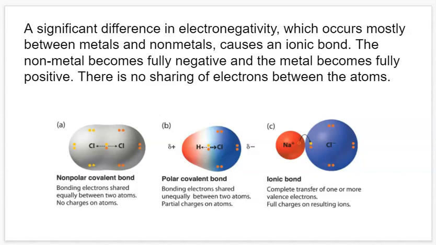The metal is going to become a cation and become fully positive and lose its electron for good, and the nonmetal, the anion, is going to gain that electron and keep it for good. And they're going to have a strong Coulombic attraction between them once they become positive and negative, respectively.